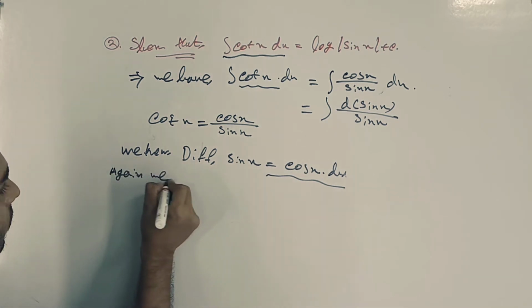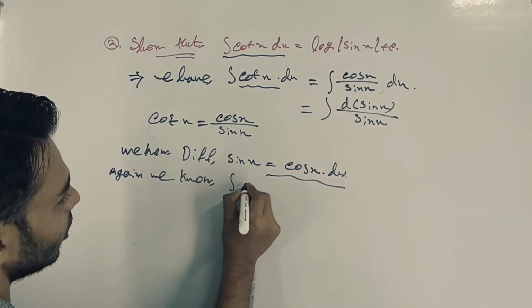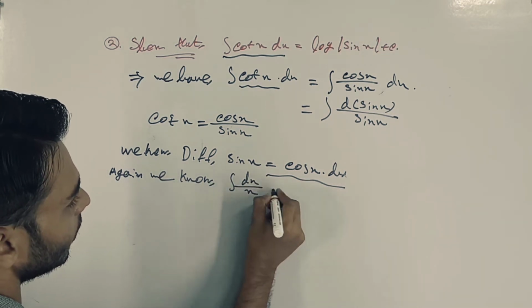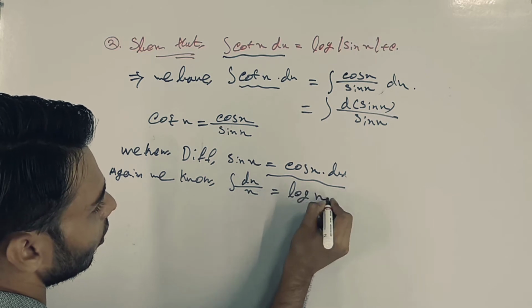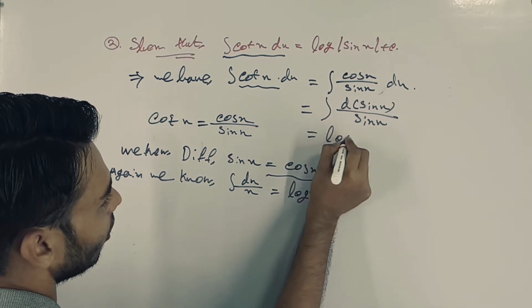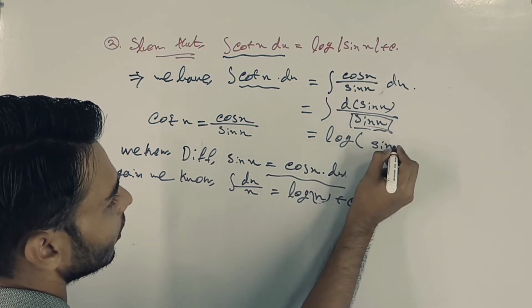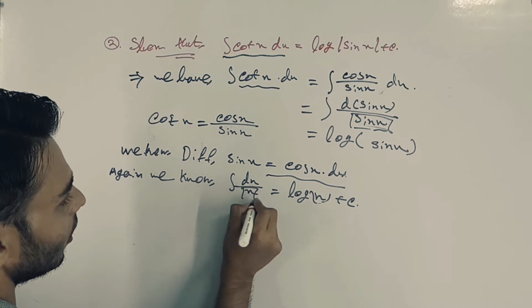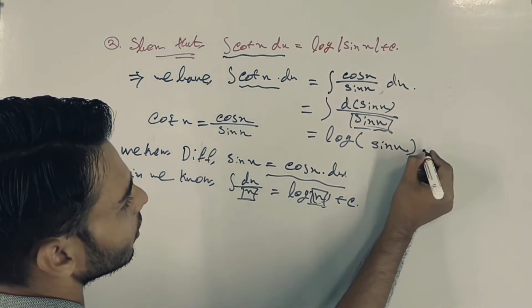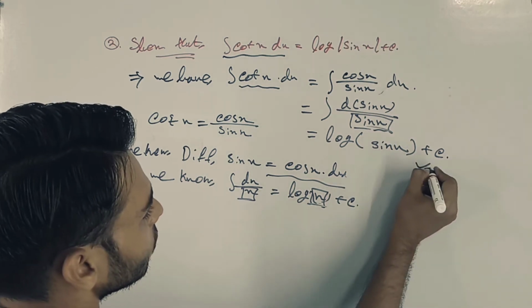So again we know that the integration of dx by x equals log of x plus c. Here also it is log of sin x plus c. That's it, and that's the easy function.